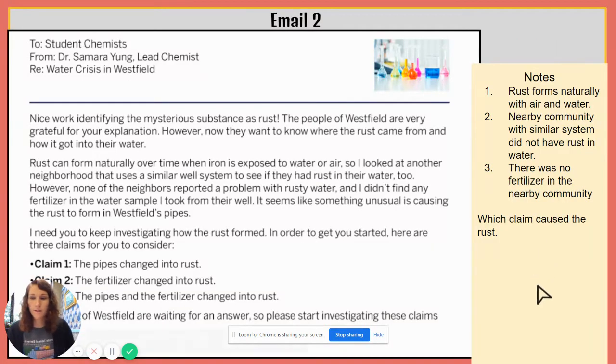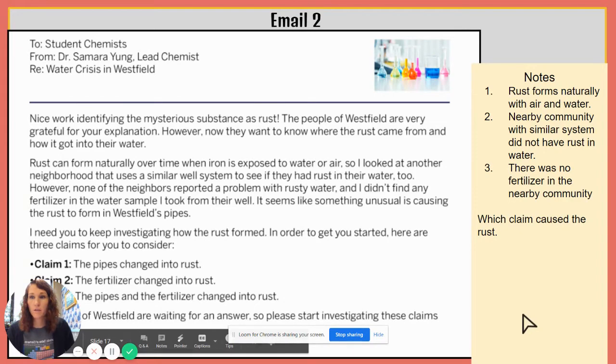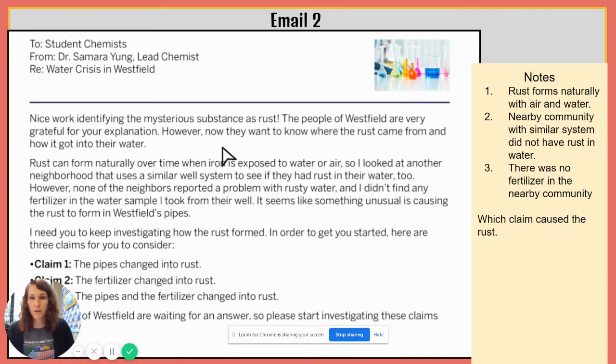Now, on slide 17, we get a new email from Dr. Samara Young. You want to read through the email and take some notes. Some key things that we want to talk about in our email from Samara Young is that we've identified the mystery substance as rust, and now we need to explain how the rust formed. Now, rust can form naturally over time when iron is exposed to water or air. So I looked into another neighborhood that uses a similar well system to see if the rust had formed in their water too. I want to add as a note here that rust can form naturally with air and water.